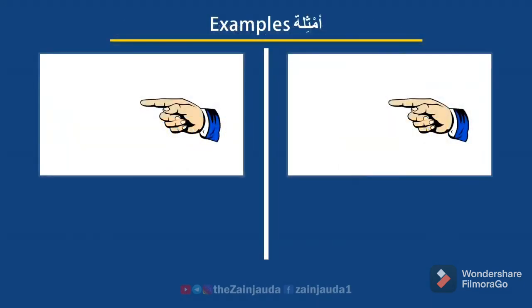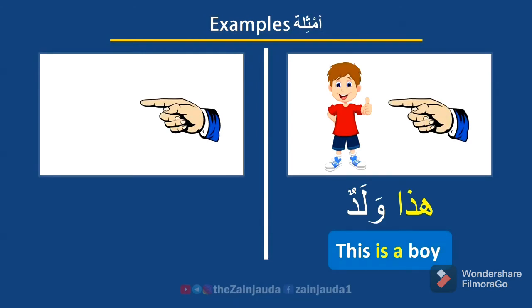Let's have some examples. Hada waladun. It means this is a boy. Please pay attention to the application of the two points we introduced at the beginning of this lesson. The first is that tanween al-dhamm is used to refer to an indefinite noun, so a boy in Arabic is simply waladun. The second important point is that there is no helping verb in Arabic, so we don't have something like hada is waladun. No, simply we say hada waladun.